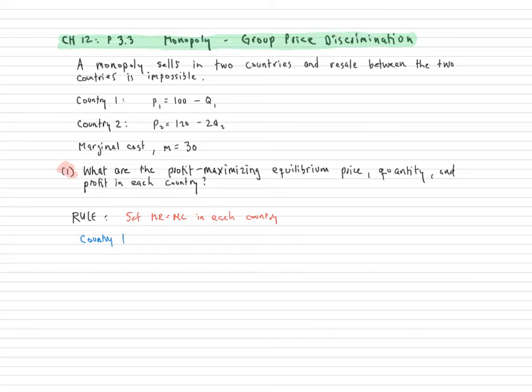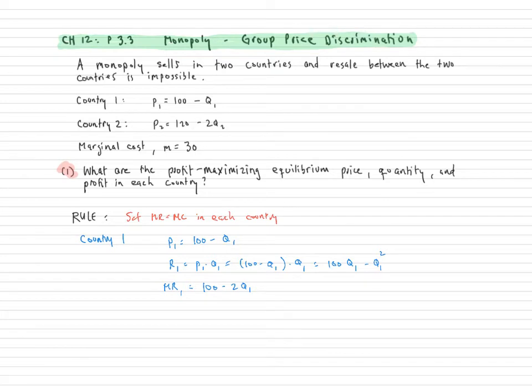Country 1. So, of course, we know what the inverse demand function is. I'm just going to write that again. And then the first thing we need to do is find the revenue for country 1. So that's just price times quantity. So that's going to be 100 minus Q1 times Q1. So that's just, of course, 100 Q1 minus Q1 squared. And then we take the derivative with respect to quantity to find marginal revenue. So we get 100 minus 2Q1.